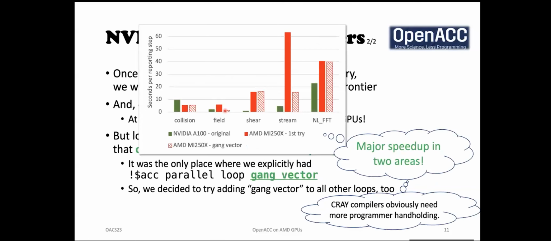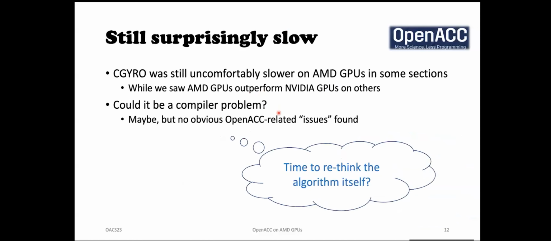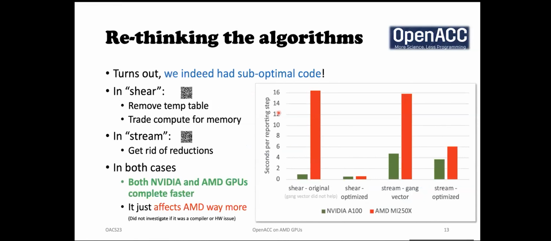Unfortunately, you see, yes, it worked for two, but I still had a couple that didn't, and this got way better, but not enough. It was still significantly slower than on NVIDIA. So what should we do? Looking around, there was really nothing obvious that should be going wrong. So I said, okay, let's see what the algorithms do. Maybe they're doing something stupid. And it turns out we actually did something stupid.